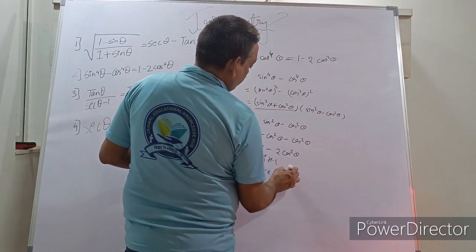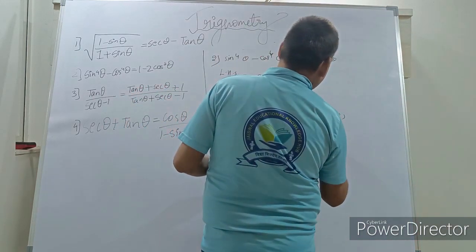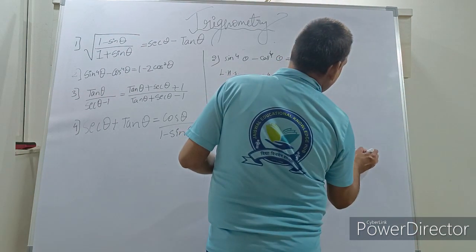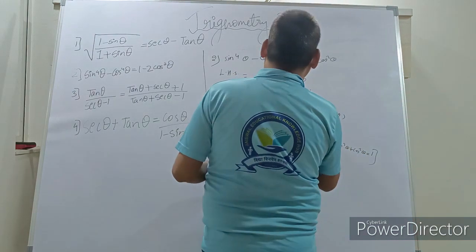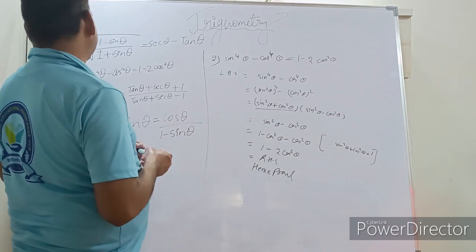Hence proved. Only here, this part, you can just write down here that sine square theta plus cos square theta is equal to 1. The same thing you have to write down here also. So we proved this also. Now let's do the third sum.